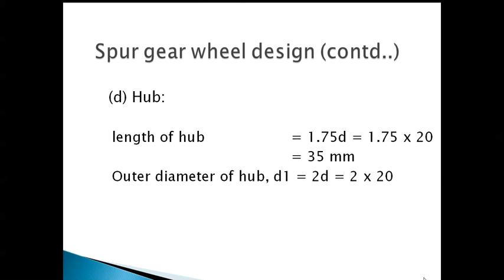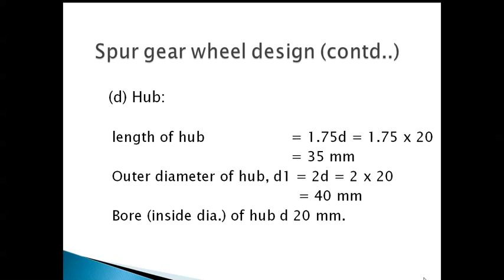So to find the hub, length of the hub L equal to 1.75D, that is 1.75 into 20, then 35 mm is the length of the hub. Outer diameter of the hub D1 equal to 2 into D, that is 2 into 20, that is equal to 40 mm is the outer diameter of the hub. So bore, inside diameter of the hub equal to bore dia is equal to shaft diameter, that is 20 mm. So in this way we can design the spur gear wheel.